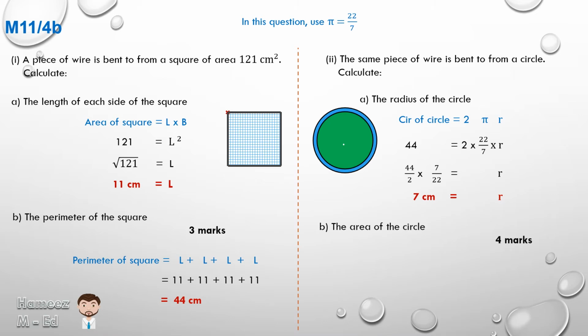And the final part of the question, part B, find the area of the circle. So from the formula sheet, we know the area of the circle is pi r squared. So let's substitute. Area is what we want to find, is equal to pi, 22 over 7, times, what's the radius? We got it in part A, 7 times 7, because it's 7 squared. So 7 into 7, 1, 7 into 7, 1, so 7 times 22 is equal to 154 cm squared.